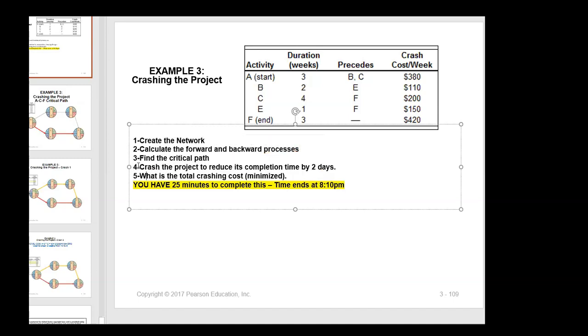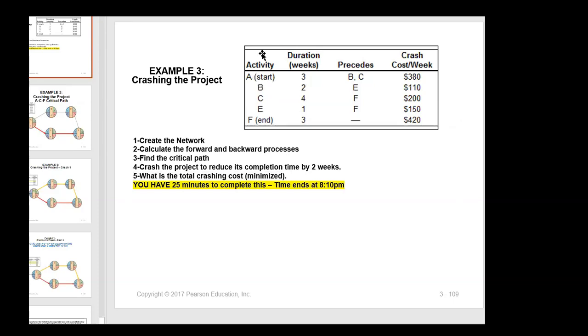And how do we perform the crash? It's saying crash the project to reduce its completion time by 2 days. So whatever the completion time comes out to be after creating the critical path, we want to crash it by 2. This is weeks. And at the end it asks, what is the total crashing cost? Of course, the minimized cost.